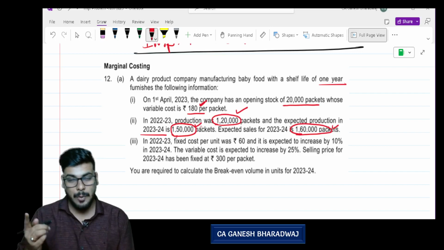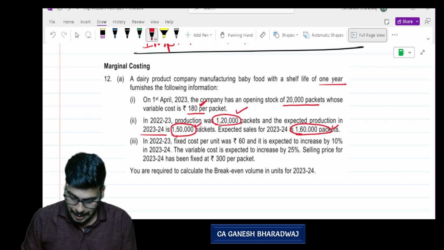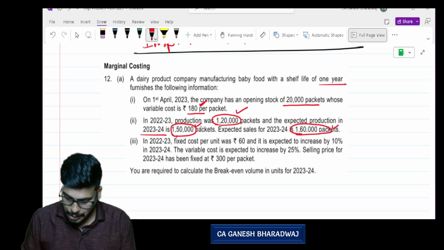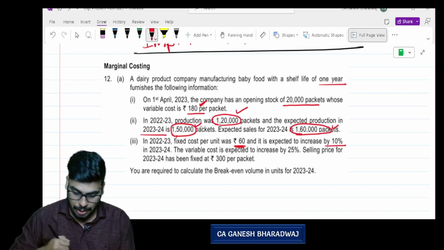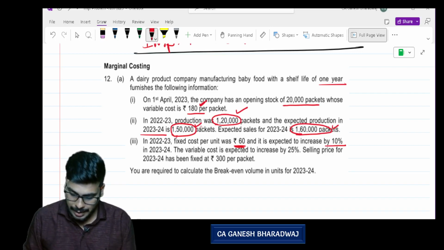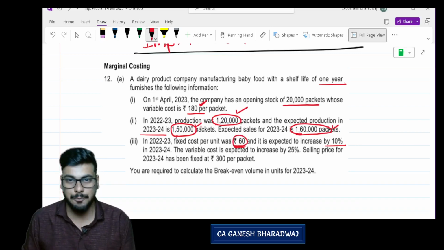Next, in 22-23, the last year, the fixed cost per unit was 60, and it is expected to increase by 10% in the year 23-24. So last year the fixed cost per unit was 60 rupees, correct?